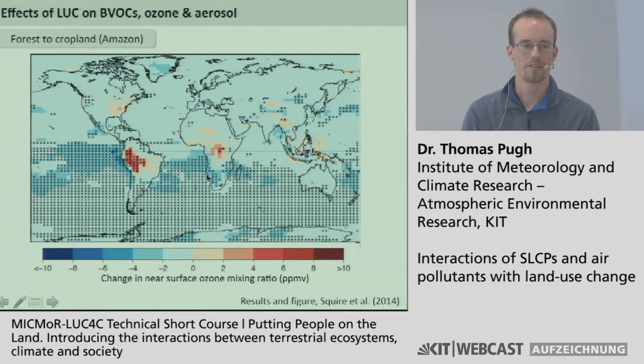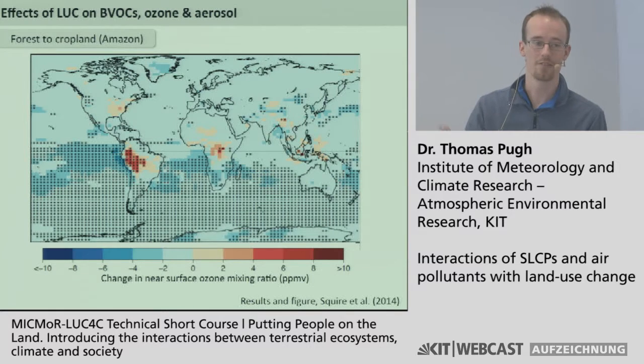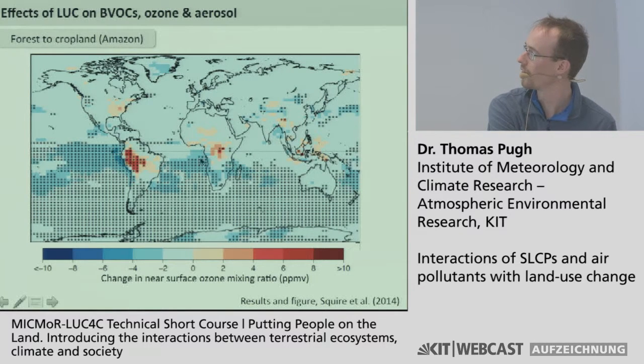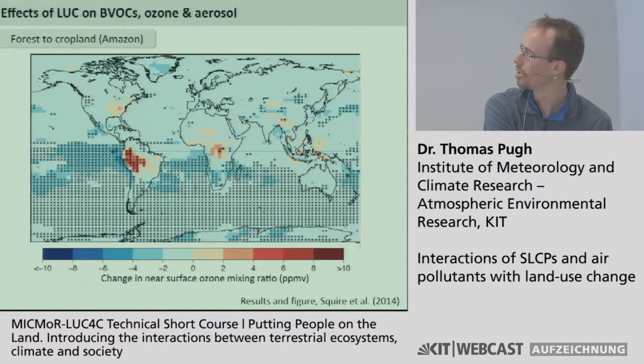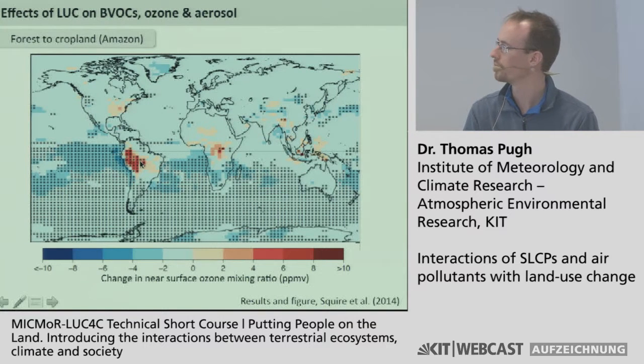But because that situation is a low NOx environment, reducing these emissions actually increases the potential to form ozone. So they found that in the area of the tropical rainforest, they had an increase of ozone, despite reducing the VOC emissions.